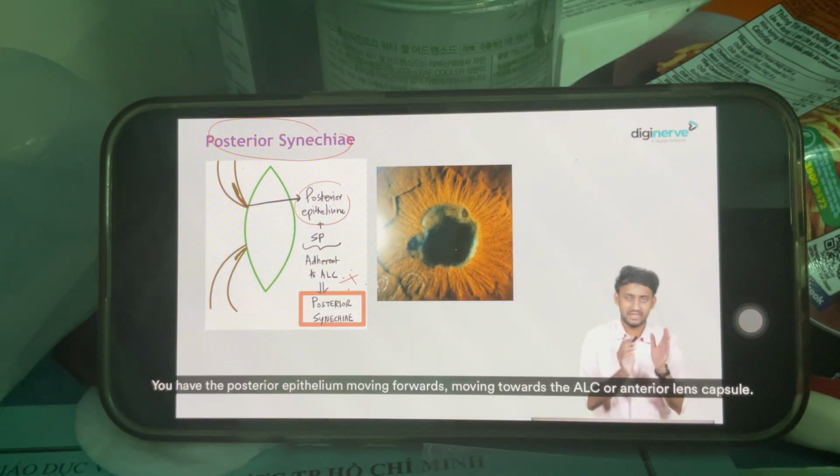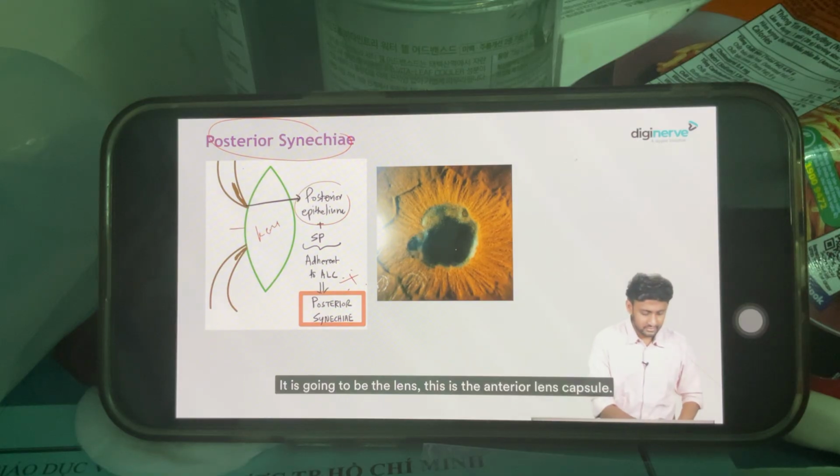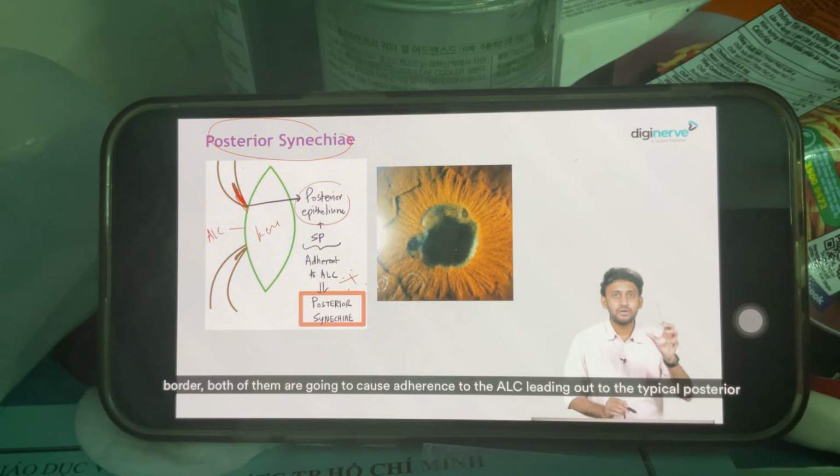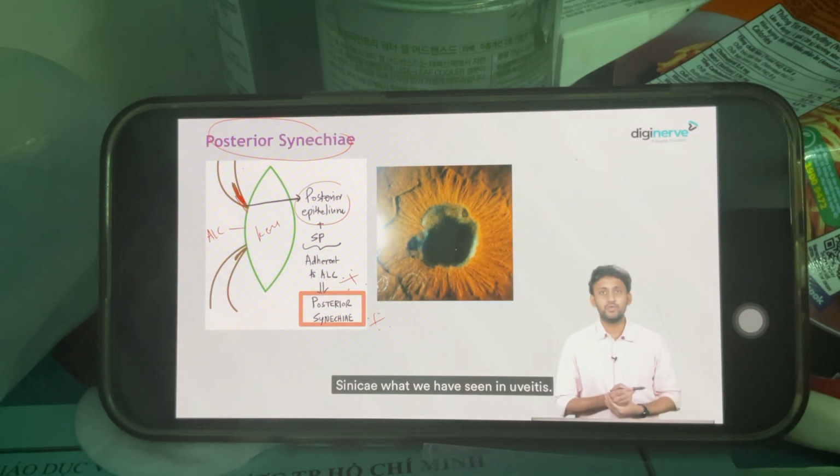You have the posterior epithelium moving forwards, moving towards the ALC or anterior lens capsule. This is the lens, and this is the anterior lens capsule. So this posterior epithelium part, along with the sphincter pupillae, which is at the pupillary border, both of them are going to cause adherence to the ALC, leading to the typical posterior synechiae that we see in uveitis.